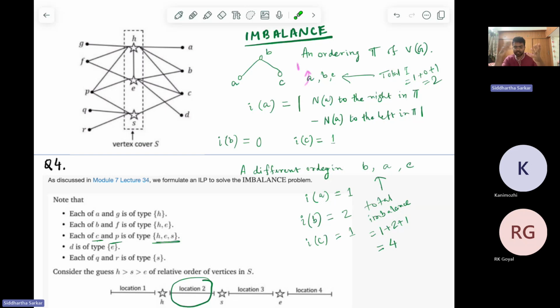For that, there is this nice ILP formulation which leads to this FPT algorithm. That means the running time is something like 2 to the power the size of the vertex set, and with this running time, times some polynomial factors, you are able to find this balanced ordering where the imbalance is minimized. That is more interesting. But you can look it up from the book.